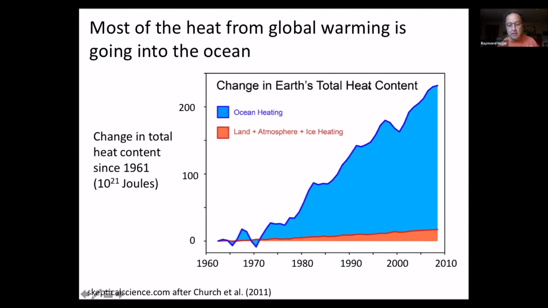And this is a little bit dated graph now, but the point is still the same, that about 90% of the heat from global warming is going into the ocean. The rest of it is going into land, the atmosphere, and heating some ice. That's because of the enormous heat capacity of the ocean, but also because it can mix and exchange with the atmosphere, which land and ice really can't do, because they're so static.